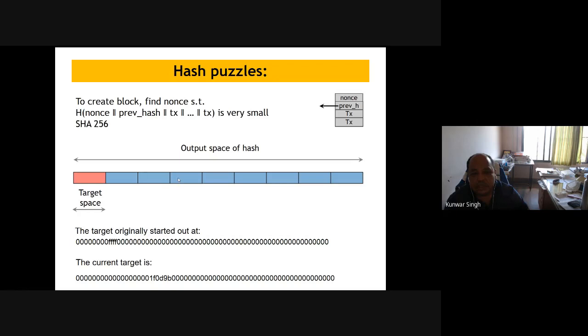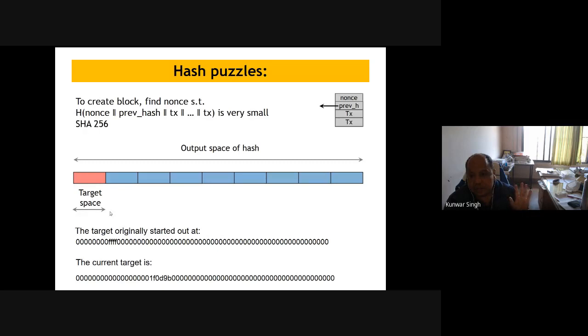Now, as computer systems improve day by day, this target keeps shrinking day by day. The target is this much now, and tomorrow the target is this much, because the computer power is increasing. The more computer power, the more trials one can make, creating new nonces and finding the hash. Clear? So this is the hash puzzle. The person who can find the nonce such that the hash of this one is very small has solved the puzzle.